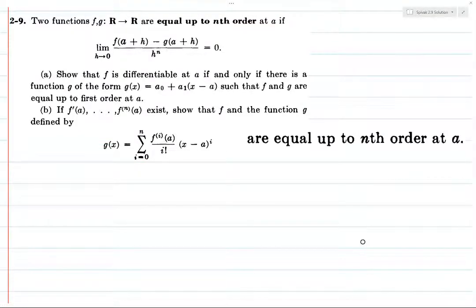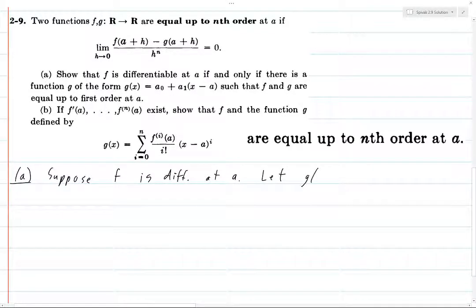Alright, we're closing out this section with the discussion of functions being equal up to a particular order, then talking about something which is actually like Taylor polynomials. By the way, for part, well, I'll talk about that later. So for A, suppose f is, so we need to prove an if and only if, so we'll start with forward. Suppose f is differentiable at a.